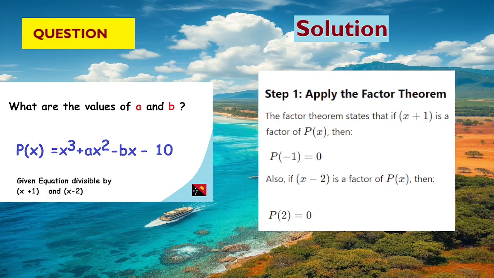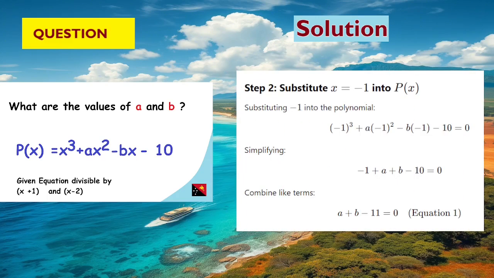Step 2, substitute x equals -1 into p(x). Substituting -1 into the polynomial: (-1)^3 + a(-1)^2 - b(-1) - 10 equals 0. Simplifying, -1 + a + b - 10 equals 0. Combine like terms: a + b - 11 equals 0. Call this equation 1.